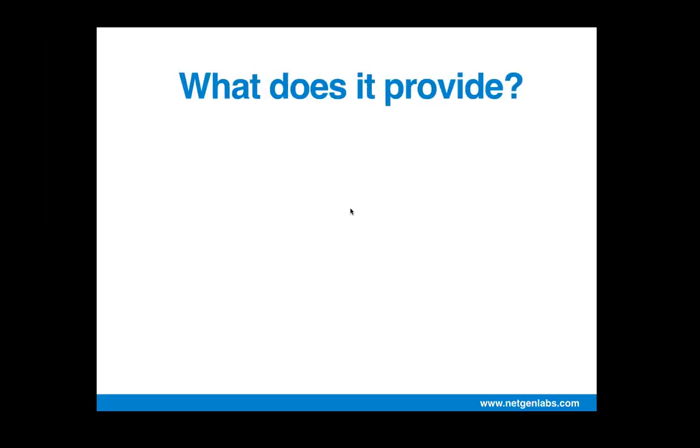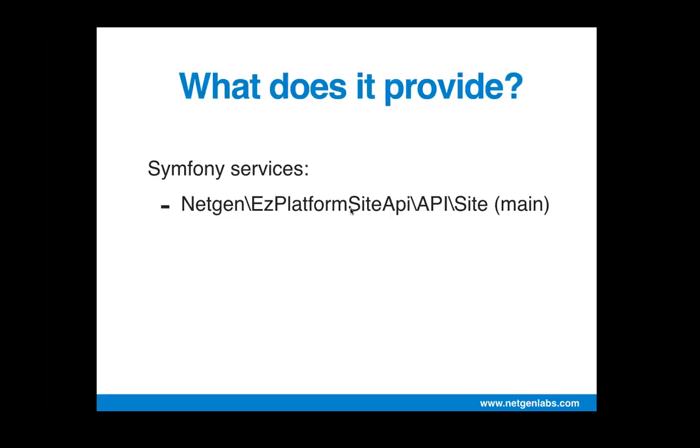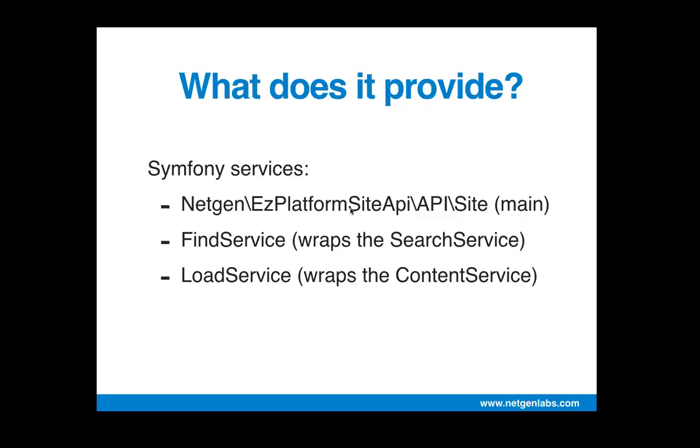So what does the Site API provide for you? First of all, it provides Symfony services. There is a main service, the site service, which you can inject and basically start using in your current code base. From the site service, you can also get the find service, which basically wraps the Ibexa search service. It also offers the load service, which wraps the content service. We intentionally made different names so you can actually see in the code that these are different services.